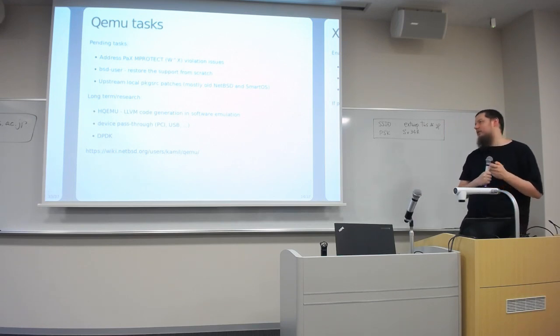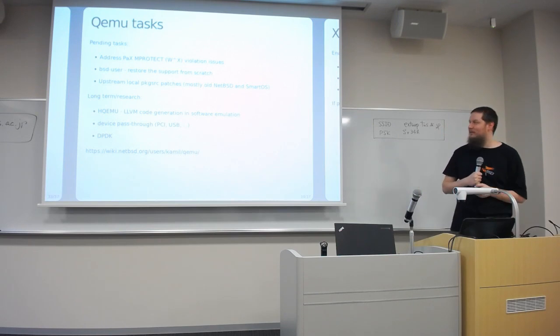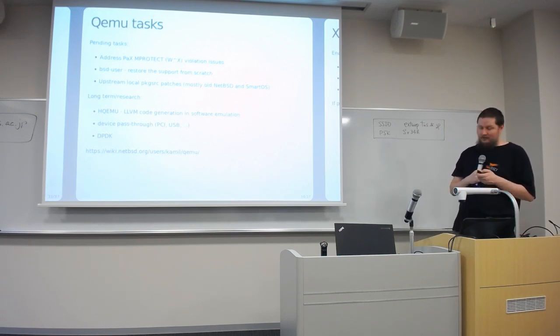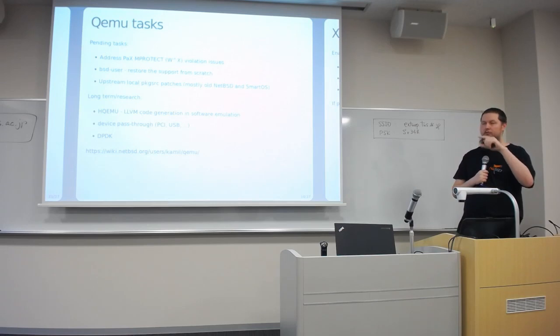And also we have a constantly growing number of patches in pkgsrc, because most people prefer to patch software downstream rather than keep on upstreaming them. There's also interest in research for the HQEMU project. So we work on QEMU with LLVM code generation for JIT code. It can be even 20 times quicker than regular QEMU in certain benchmarks. We also need support for device pass-through with QEMU. And there's also interest in DPDK. DPDK is not strictly QEMU related. It's a framework for user-space drivers, mostly for networking hardware. However, once we implement drivers in user space, we can usually pass them to a virtual machine like QEMU.